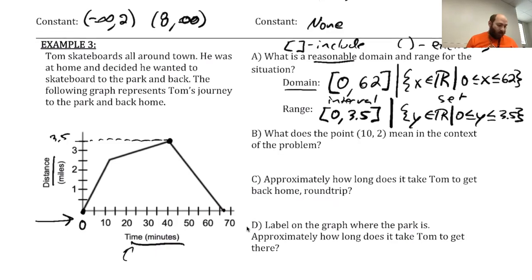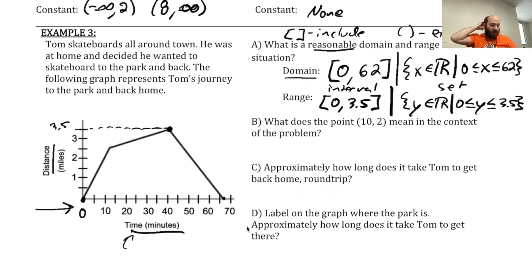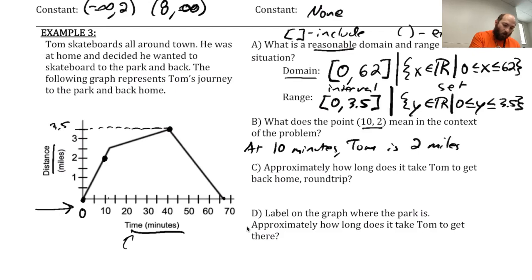All right, so a couple other things to discuss with this is just talking about what some of these points mean. So what does the point 10, 2 mean? We're interpreting what X and Y are for this graph. 10 is time, 2 is miles. So at 10 minutes, Tom is 2 miles from home.